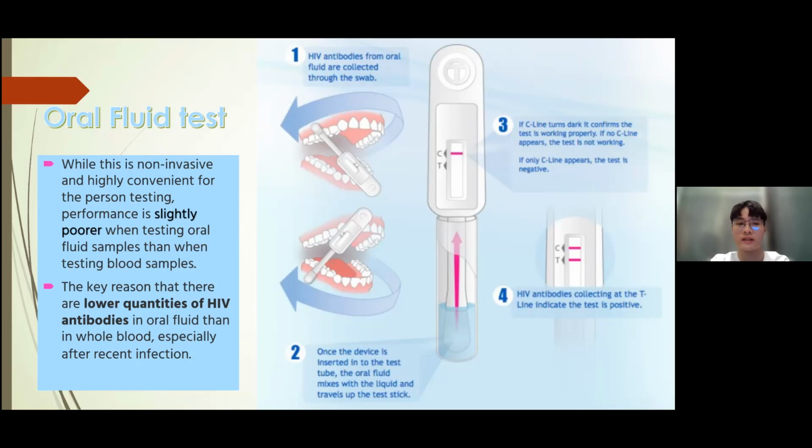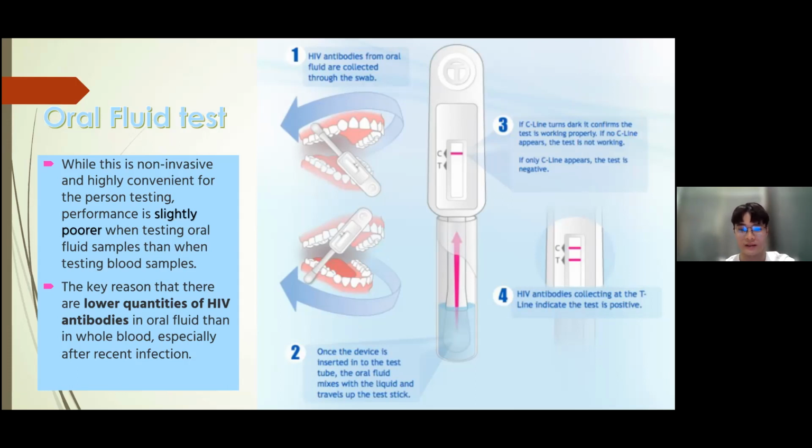While this is non-invasive and highly convenient for the person testing, what is invasive? Invasive means that we have to cut our body part for testing HIV, and here we don't. But there is a disadvantage of this oral fluid test. The performance is slightly poorer when testing an oral fluid sample compared to a blood sample. The key reason is that there's a lower quantity of HIV antibodies in our oral fluid than in the blood, especially during the window period.